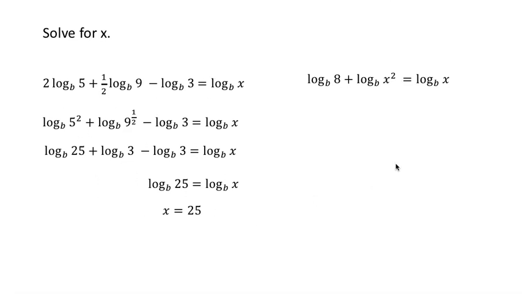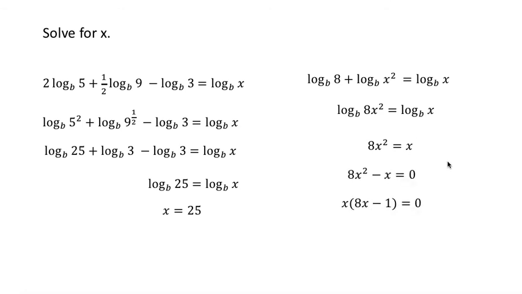There's b for base. Okay, last one. We've got a plus here. We've got the same base everywhere, so that's 8x squared. We got log of 8x squared equals log of x, so 8x squared equals x. Take x from both sides, factor it out, solve it like a quadratic, and that's your answer. But no, it's not, because log of 0 doesn't exist. So the answer is x equals 1/8.